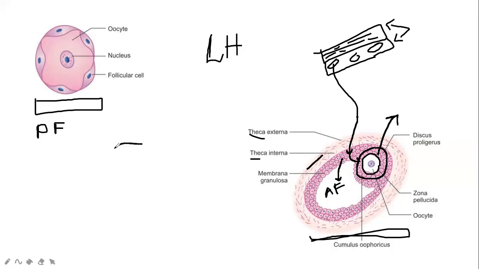Let's talk a little bit about this corpus luteum. At ovulation, we now have a corpus luteum that is left, and the egg is gone. We have ovulation into the peritoneal cavity, and the egg is actually gone. So what is the function? What will actually happen? What is the fate of this corpus luteum?